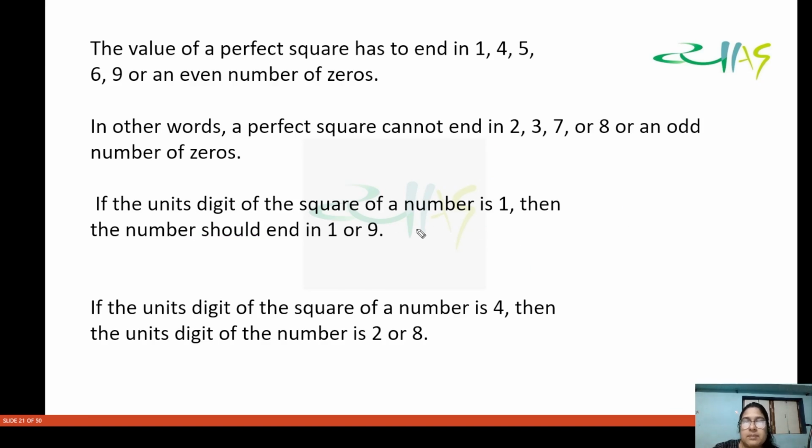So if the unit digit of the square of a number is 1, then the number should end in 1 or 9.